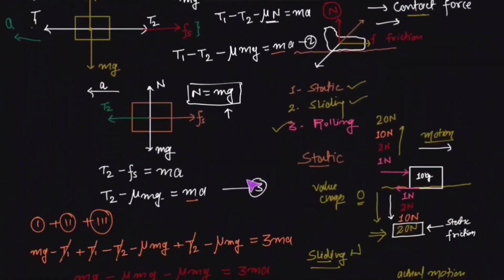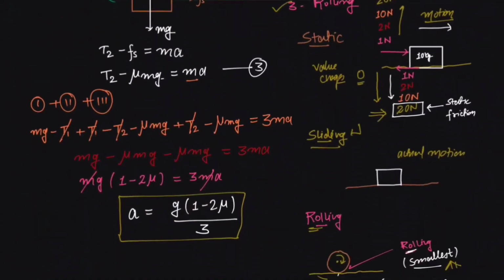We add all these three equations. This way T1 and T2, which were our assumed parameters, would get eliminated, and then we can find out the value of acceleration a in terms of g, which is a is equal to g (1 minus 2 mu) upon 3. You understood this concept and the solution for this problem.